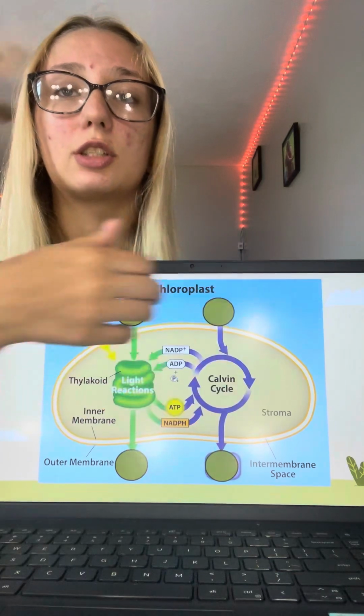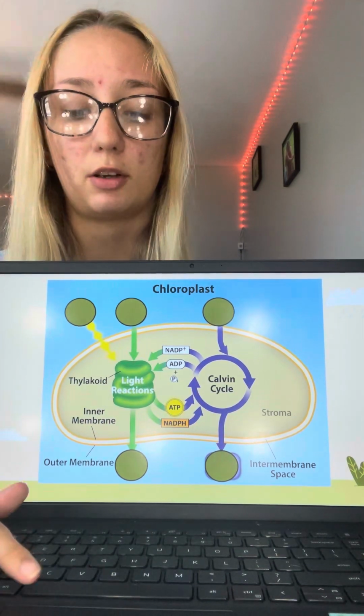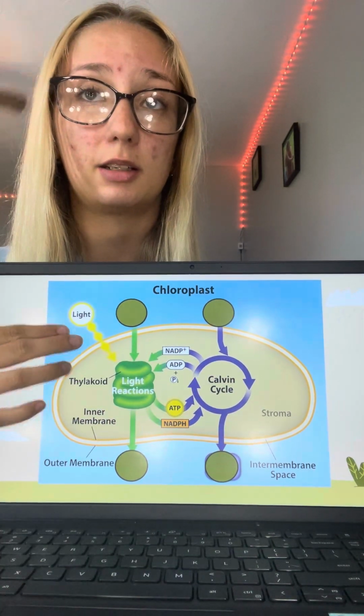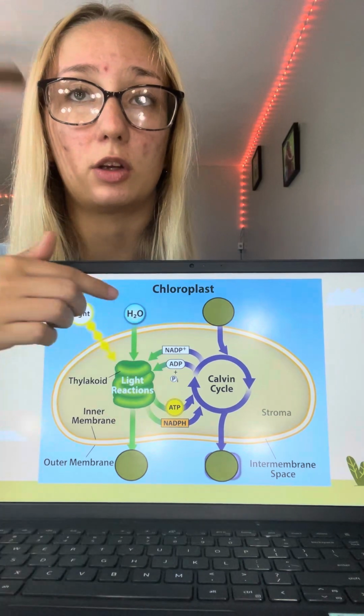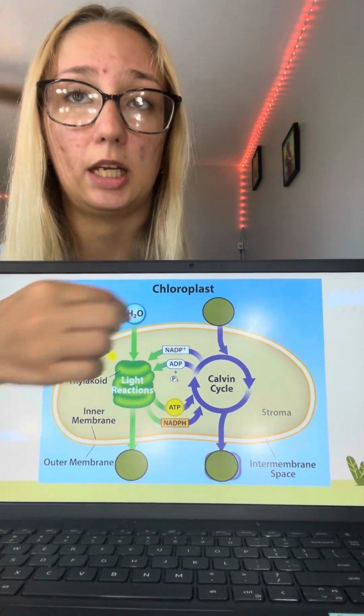And then here is just a diagram of what that cycle is going to look like. So we input light. We also input H2O, so light and water come in.